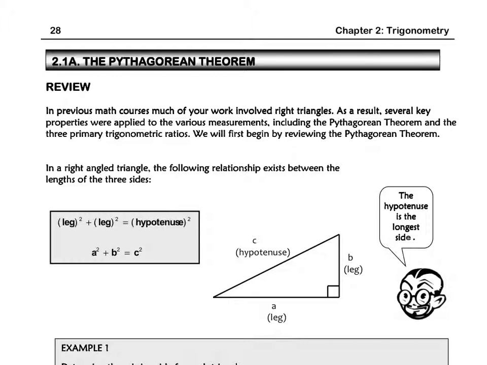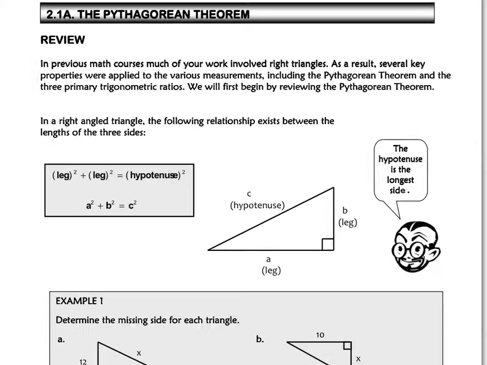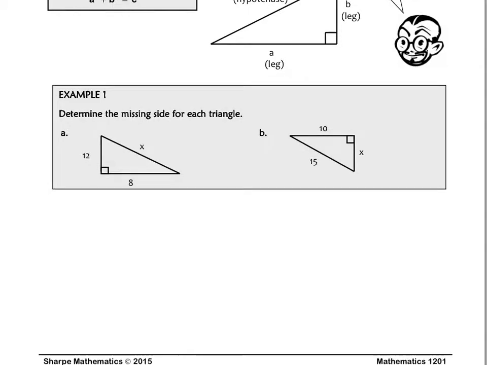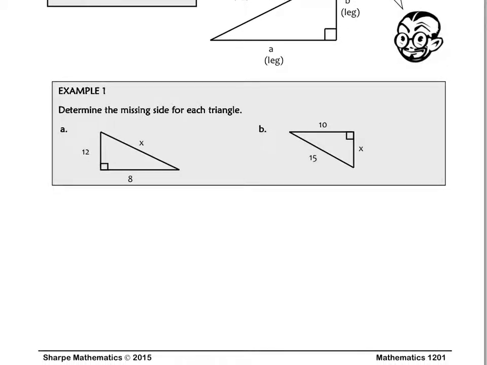Typically, the longer side in any triangle is across from the largest angle, smallest side is across from the smallest angle, and so on. So in a right triangle, the 90-degree angle will always be the largest angle, so therefore the hypotenuse should always be the longest side. So we're just going to try a couple of examples here now to review the Pythagorean theorem. And the first one asks you to find the missing side.